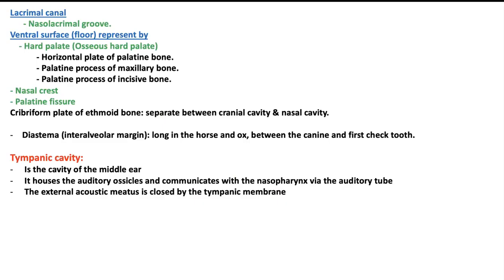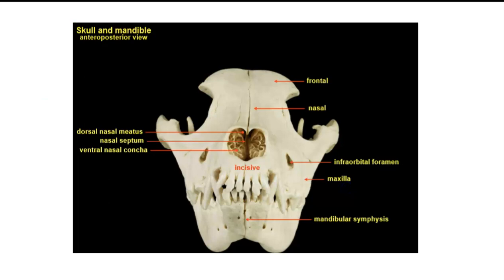So just to go back, we mentioned the lacrimal canal, which we'll see later, and the palatine fissure, and the tympanic cavity for the middle ear. This is why we have the connection between the nasopharynx and the auditory tube through the pharyngeal opening of the auditory tube, and the external acoustic meatus is usually closed by the tympanic membrane.